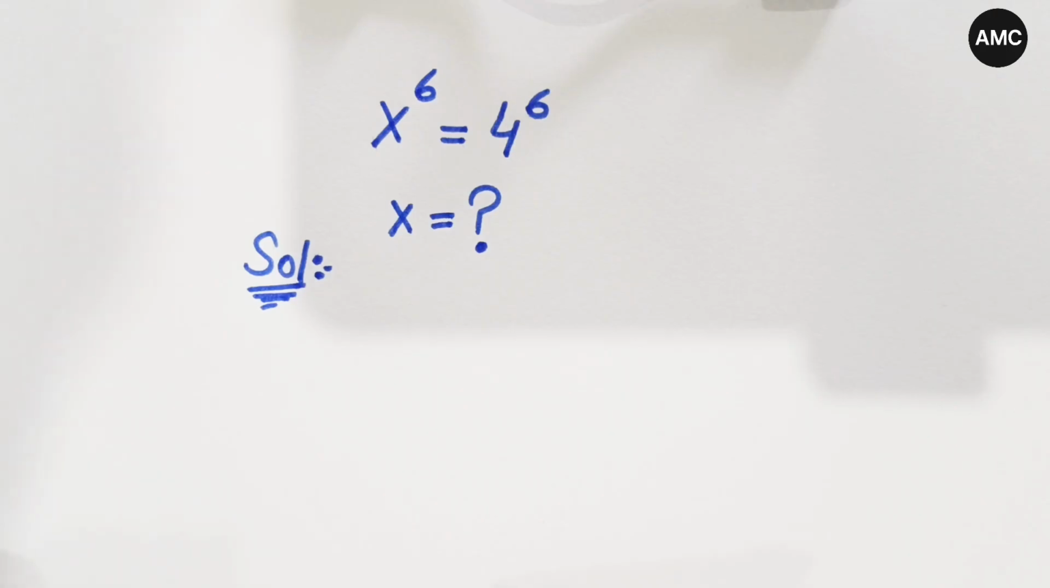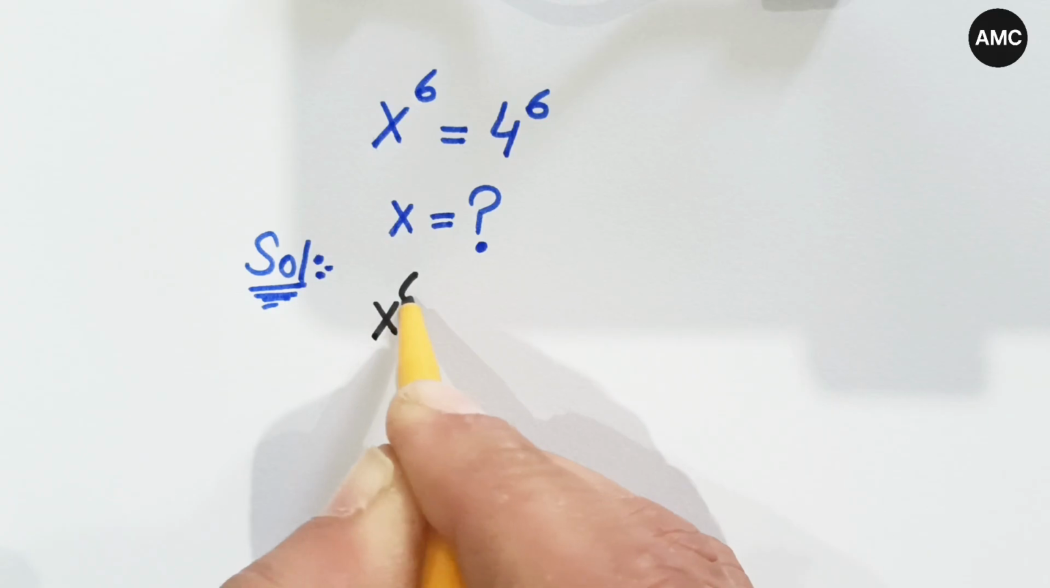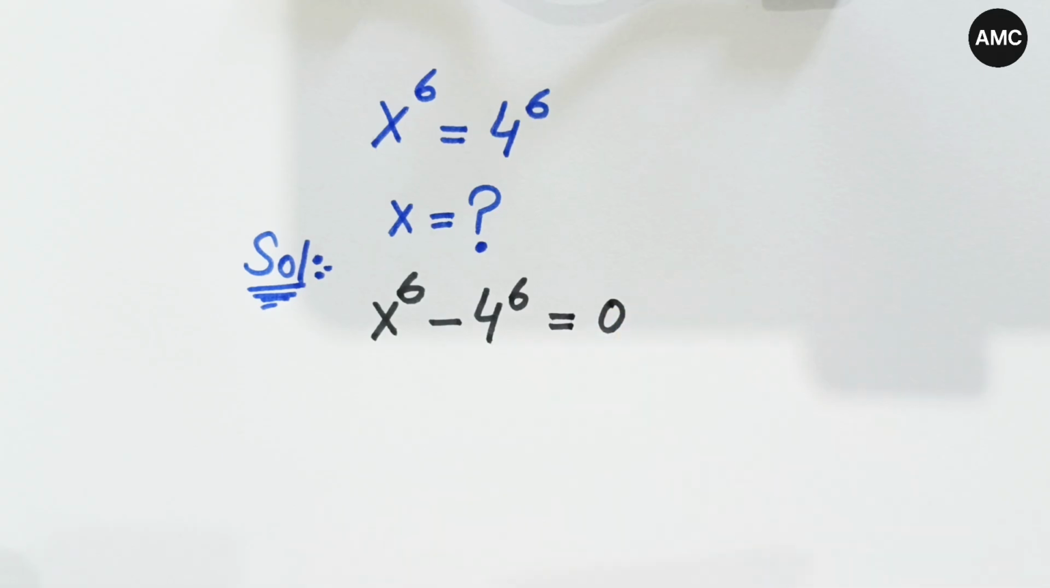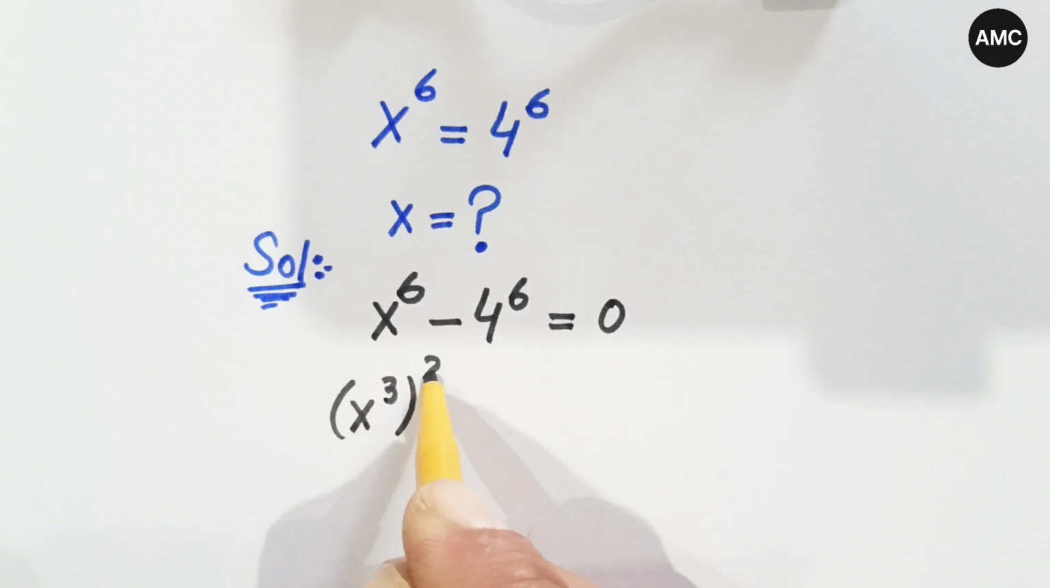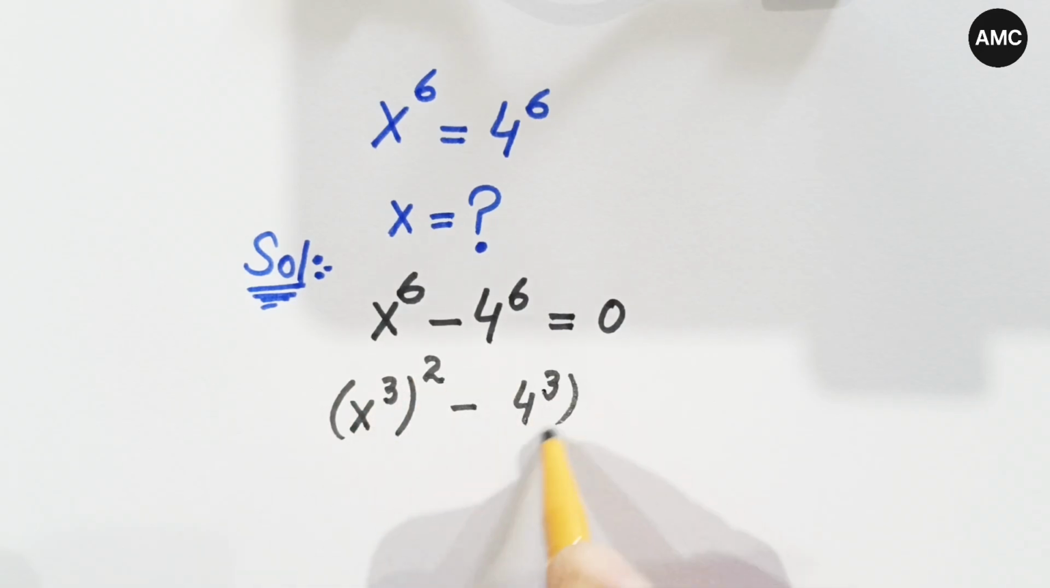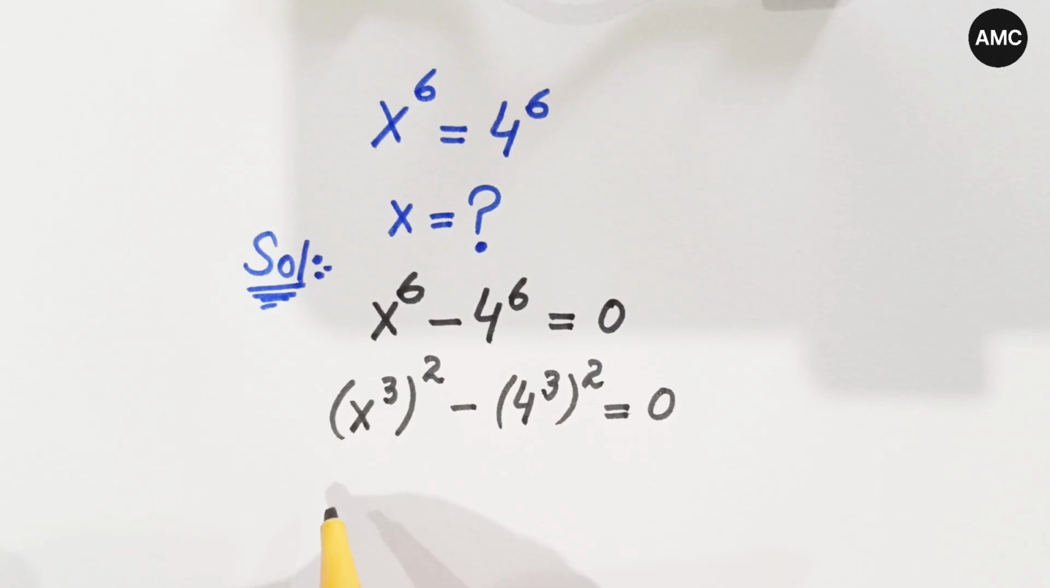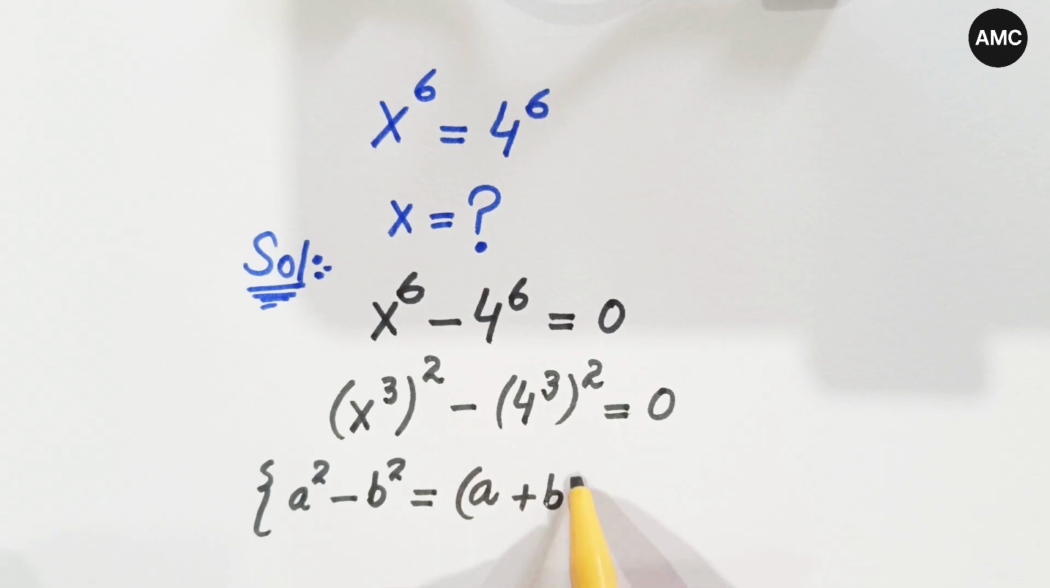But 4 is not the only solution of this problem. We have other solutions. So let's start. Here we have x to the power 6. Shifting this one, we have minus 4 to the power 6 is equal to 0. Now x to the power 6 can be written as x cubed whole squared, minus 4 cubed whole squared, is equal to 0. As we know, if we have a squared minus b squared, then according to the algebraic identity it can be written as a plus b times a minus b.